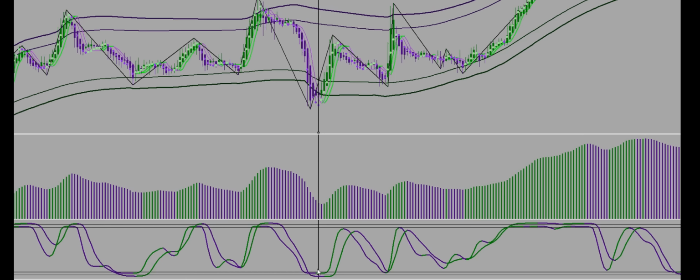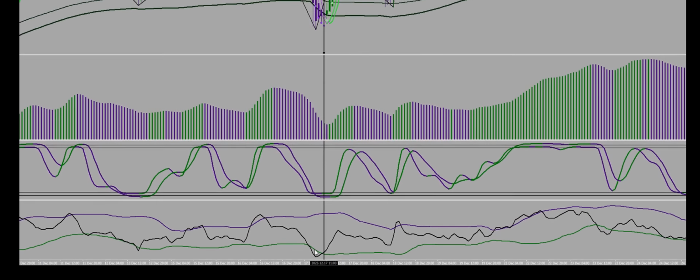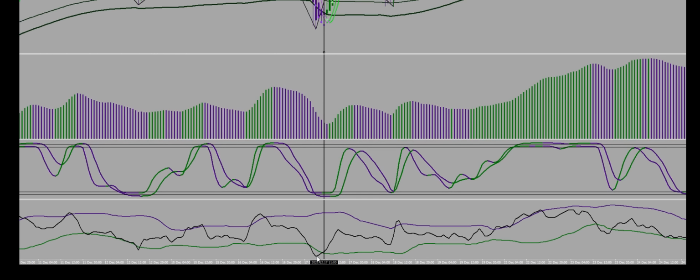So I've got to make a judgment call. Down here, the exhaustion line, the black line, is close to the green line. We want it close enough. Ideally, we want it outside, but we don't always get that. So what happens? Price moves up, and then the pattern repeats itself.